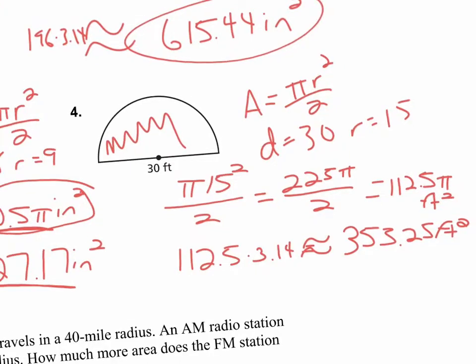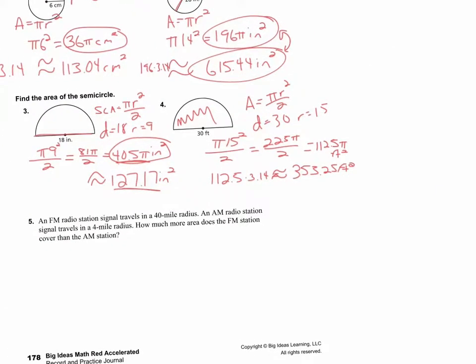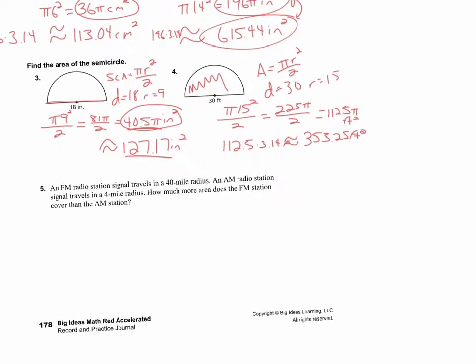All right, last one. The word problem. An FM radio station signal travels in a 40-mile radius. So let's go ahead and draw that. So this is my FM. Okay, and my radius is 40, right? An AM radio is a 4-mile radius. So this one's smaller. It's 4 miles, and this is my AM. How much more area does the FM cover than the AM?